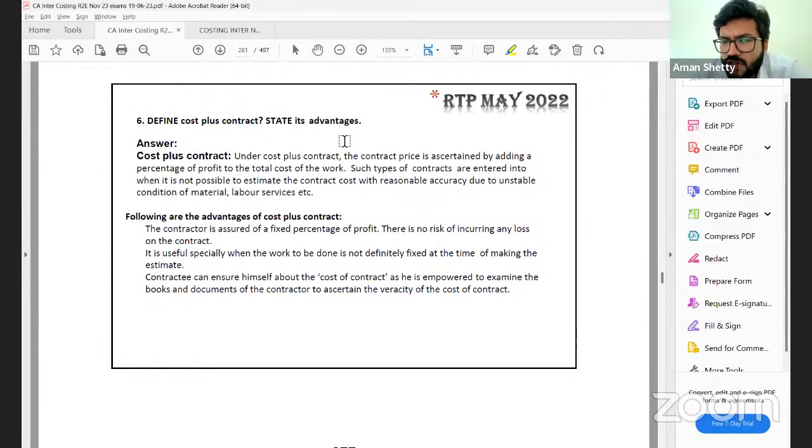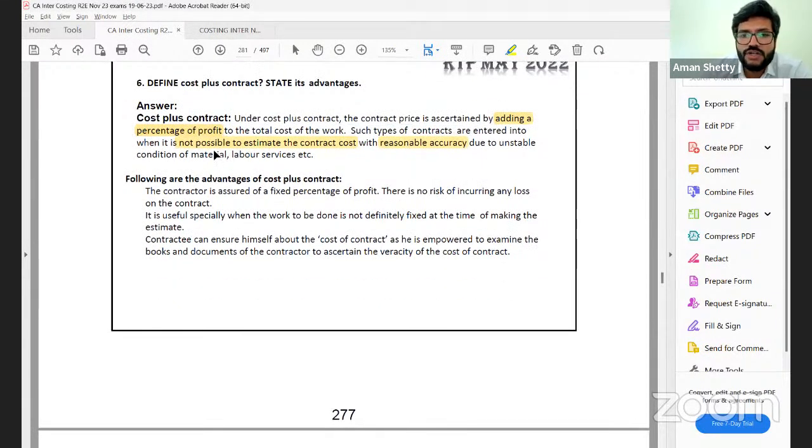Okay. Define cost plus contract and state its advantages. The contract price is ascertained by adding a percentage of profit to the total cost of the work. Such types of contracts are entered into when it is not possible to estimate the contract cost with reasonable accuracy, due to unstable conditions of material, labor, services, etc.